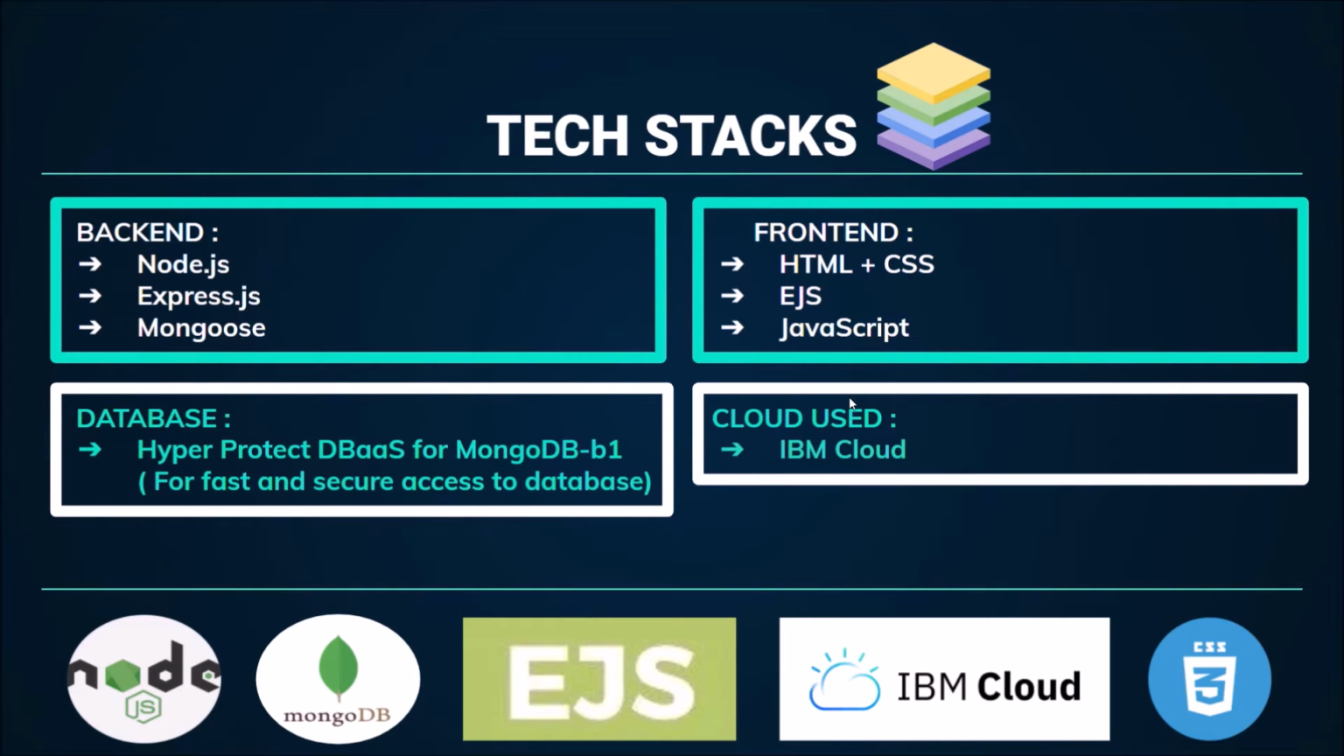Now I will be discussing the tech stack. For the backend we have used Node.js, Express.js, Mongoose, and npm packages such as Passport, NodeMailer, etc. For the front end, HTML, CSS, EJS, and JavaScript are used, and for the database, Hyper Protect DBaaS for MongoDB is used because of fast and secure access to the database. And the cloud we have used is IBM Cloud.